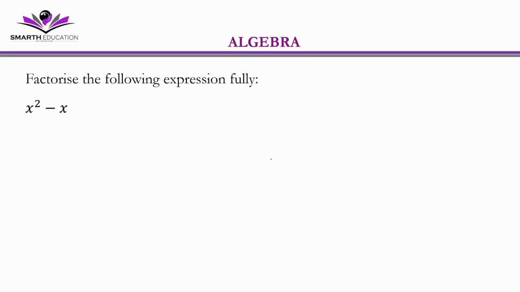Factorize the following expression fully. So we have two terms here, and then we have the highest common factor, which is x. So it means we have to factor out x. We have to factor out x here.